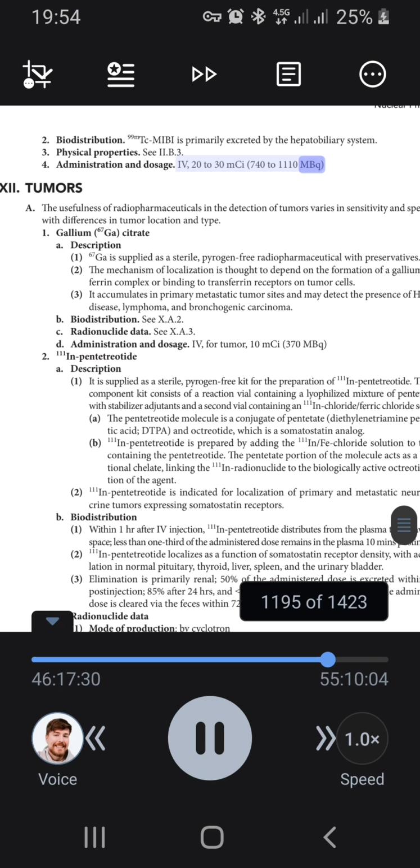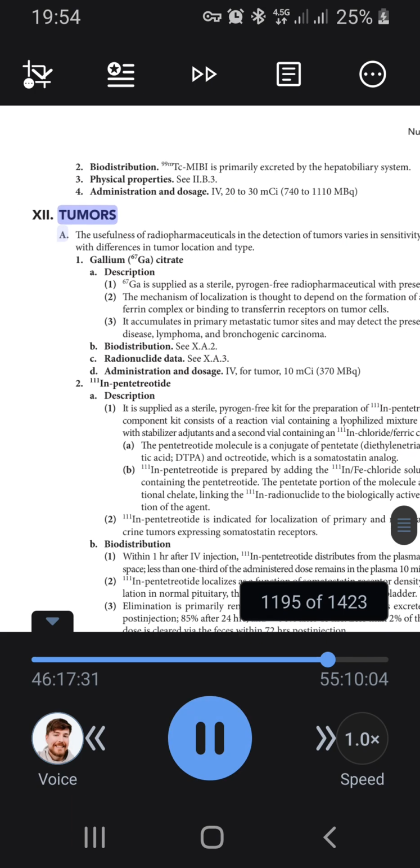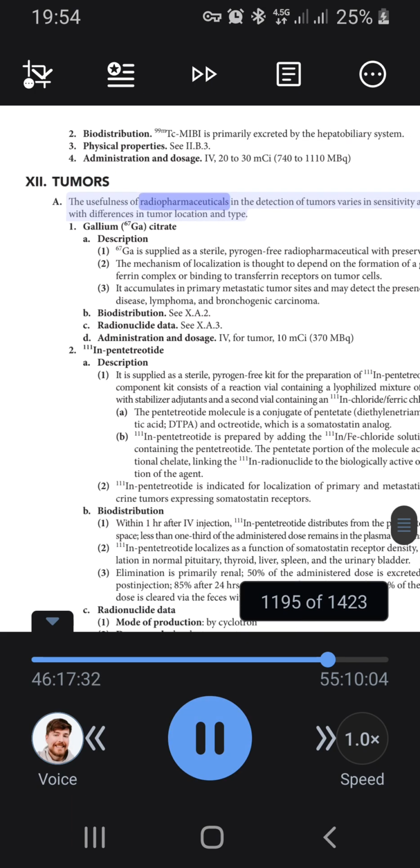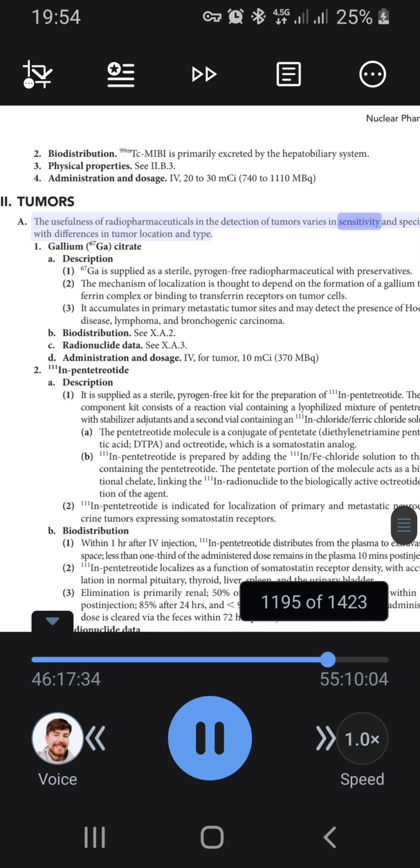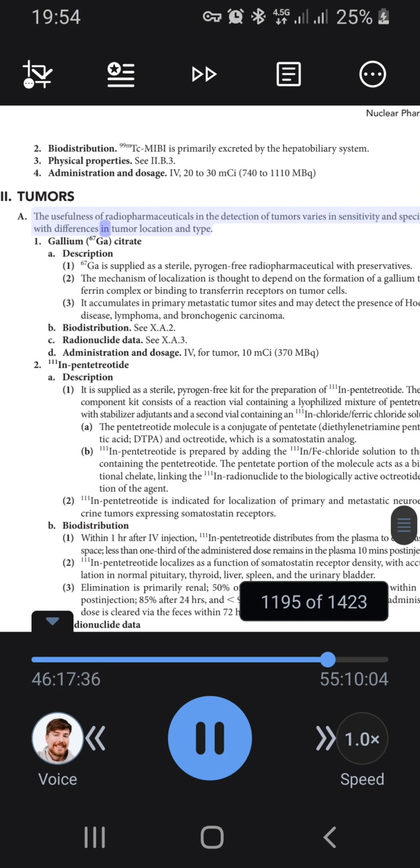F. Tumors. The usefulness of radiopharmaceuticals in the detection of tumors varies in sensitivity and specificity, with differences in tumor location and type. 1. Gallium-67 citrate. A. Description: 67Ga is supplied as a sterile, pyrogen-free radiopharmaceutical with preservatives. 2. The mechanism of localization is thought to depend on the formation of a gallium-transferrin complex, or binding to transferrin receptors on tumor cells.